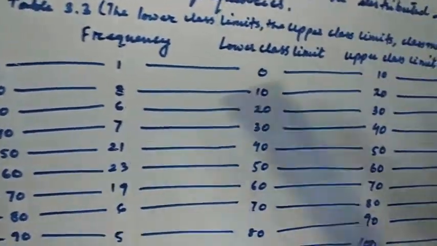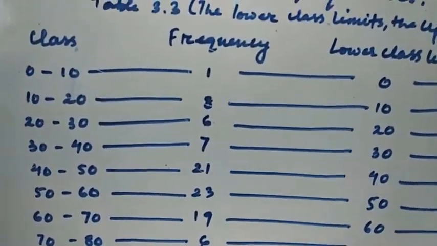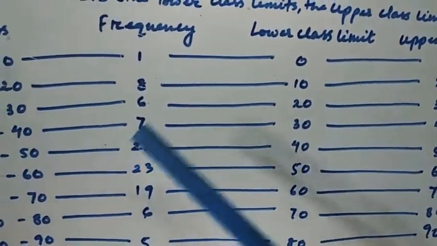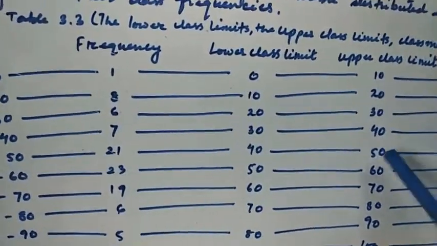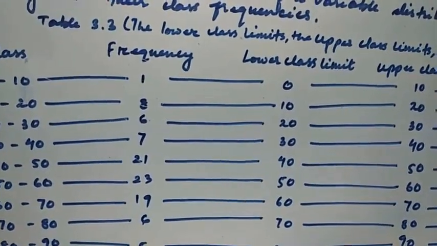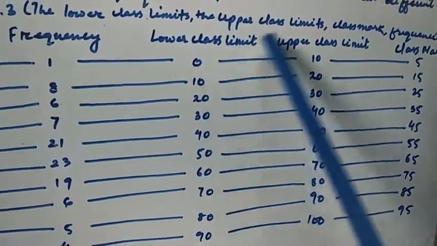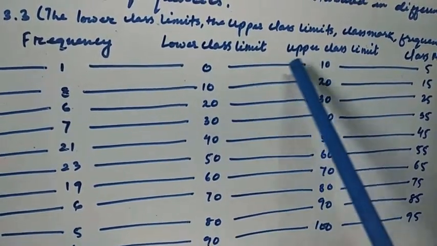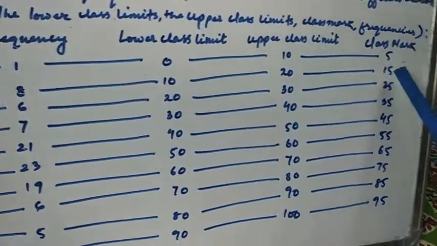And what is a class midpoint? Class midpoint or a class mark. It is the middle value of a class. So how do we find this class mark? We find this class mark or class midpoint by adding the lower class limit and upper class limit, and then dividing by 2. And we get all these class marks.